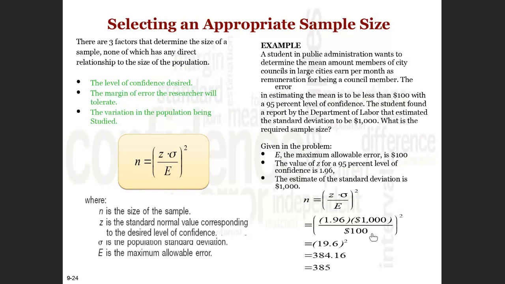If you're going to get a problem with this, you're going to get this information, okay? Basically, what you have to find is the n. What's your sample size? No questions about that? Okay.